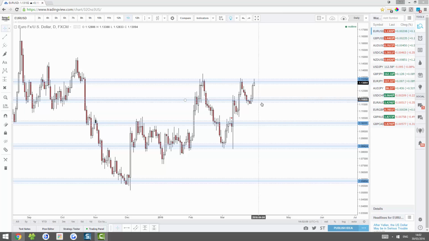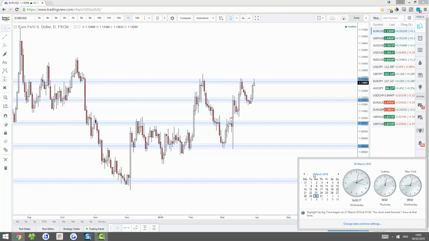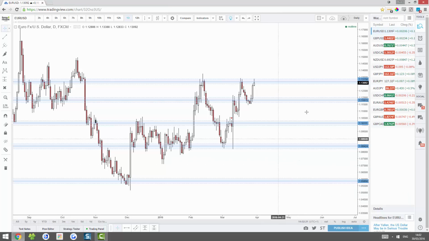Hey guys, this is Nick from forexnoobs.com with some daily price action analysis. Today is Wednesday, the 30th of March, 2016, and it is 14:02 here in the UK. You're looking at a Euro USD daily chart.